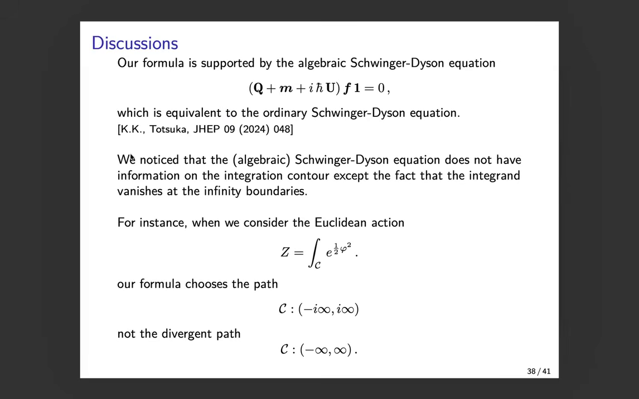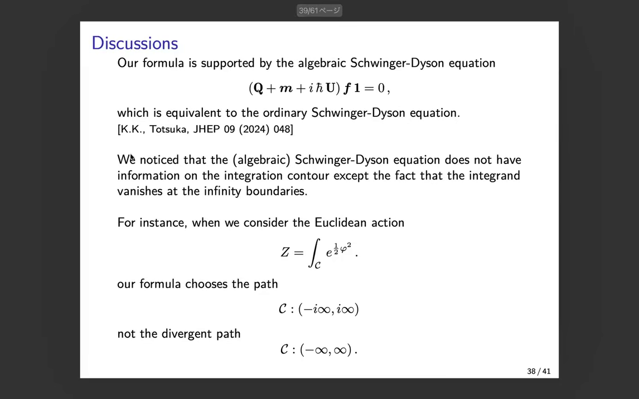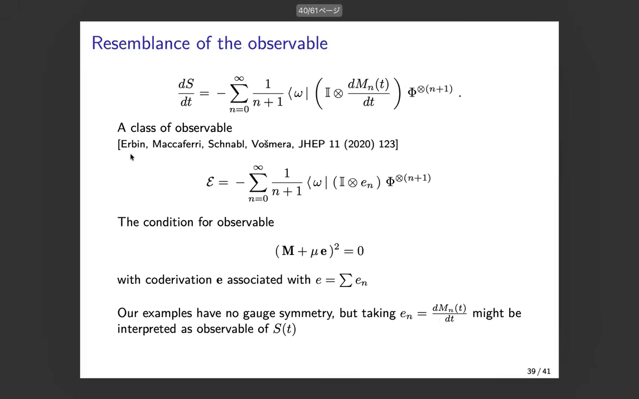But when we apply our formula, we somehow have a finite value, and that means that our formula automatically chooses the convergent path, which is the imaginary axis, not the divergent path, which is the real axis. And this is something mysterious.